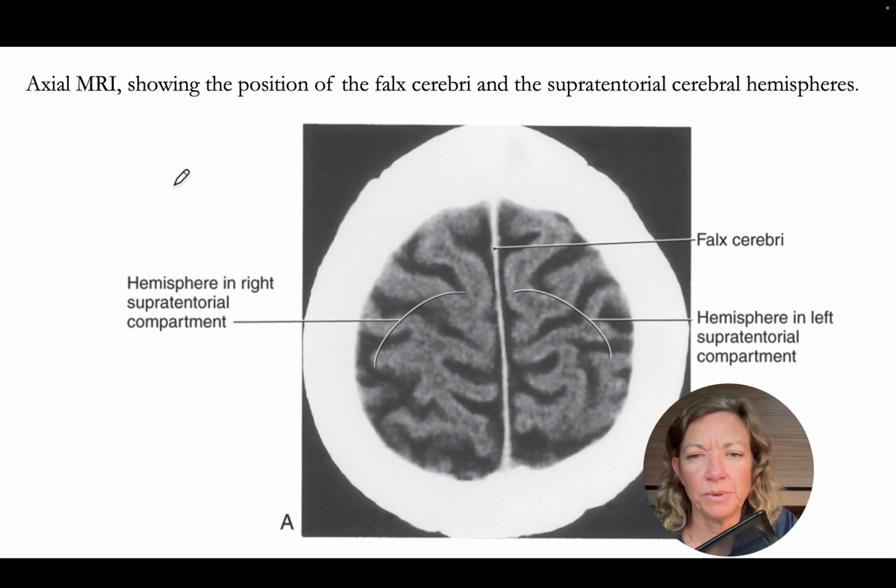So here's just a few images in different planes looking at those compartments. In this image, you can see the falx cerebri right on the mid-sagittal plane. So we know are relatively dorsal because the falx is continuous. And you can see the right and left cerebral hemispheres obviously occupying the supratentorial compartment.